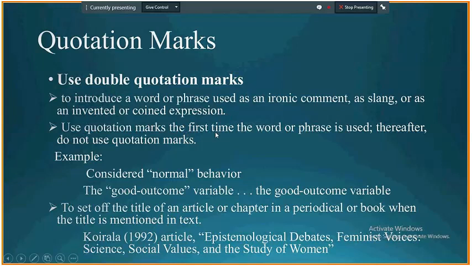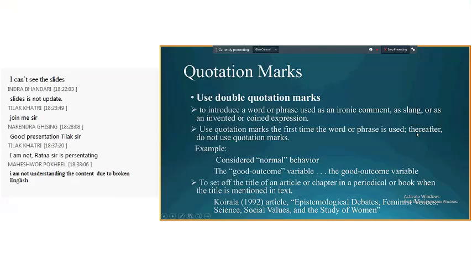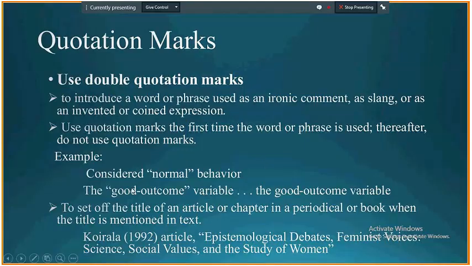And use quotation marks the first time the word or phrase is used. If any word or phrase is used the first time, in that case we use quotation marks. And thereafter, do not use quotation marks, only use them the first time. For example, here consider the normal. Here quotation marks are used in normal behavior. And second, the good outcome variable: good outcome here is also used, but the quotation marks are not used here, because it is written here the second time, and quotation marks are already given in good outcome. So if any word is repeated a second time, quotation marks need not be used.